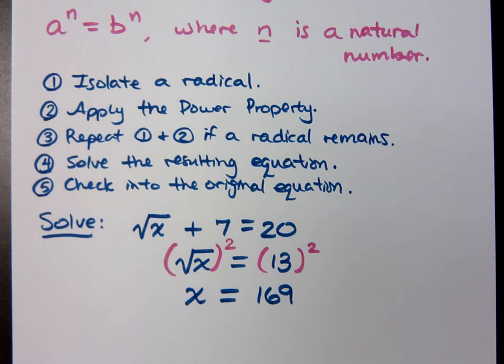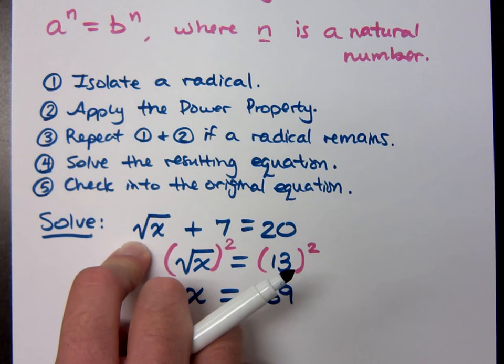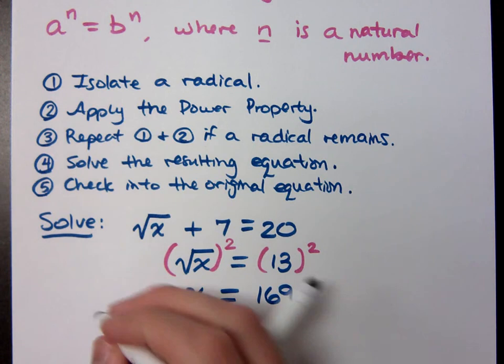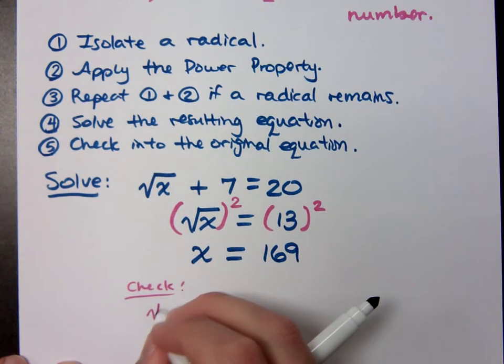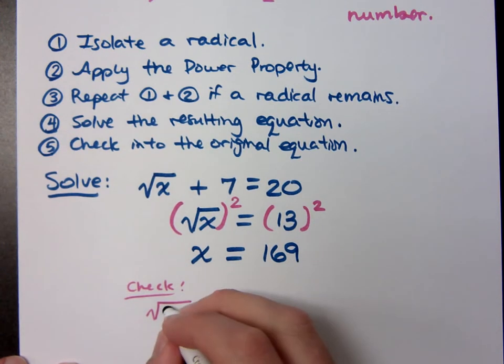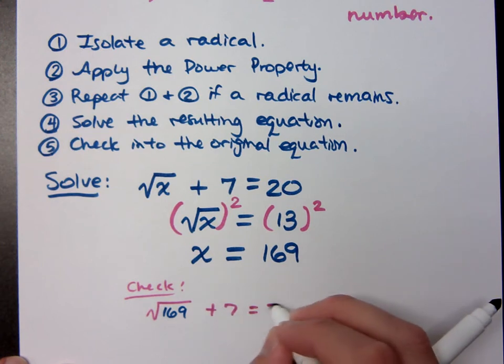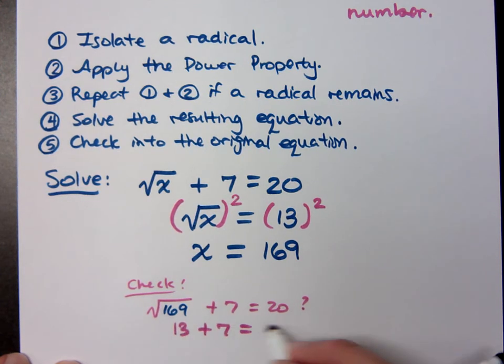We just have to make sure that this checks out, because this square root symbol, we call this the principal square root, so it only returns the positive square root, right? So when I check this guy, is the square root of 169 plus 7 equal to 20? That's the question. Well, the square root of 169 is 13, so 13 plus 7 equals 20. Do y'all agree?